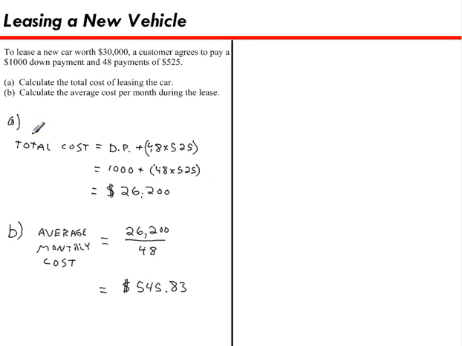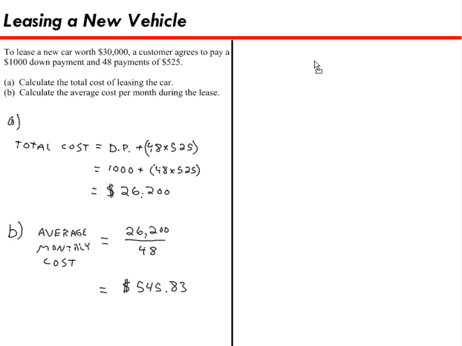Alright, so let's back up. To find the total cost of a lease, it's the down payment plus the number of payments times how much each payment is, and that will give you the total cost. The average monthly cost is the total cost of the lease divided by the number of payments. Remember that? Okay, let's try that for your own practice problem here on the right.